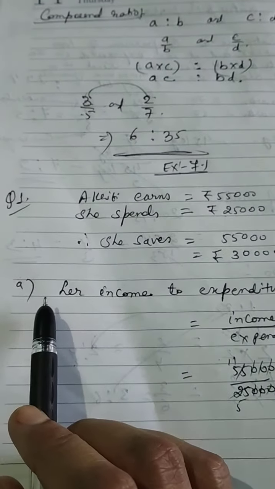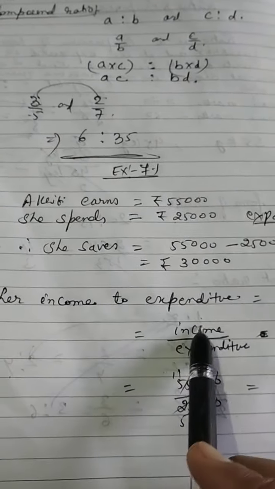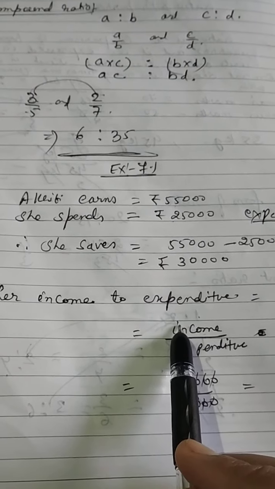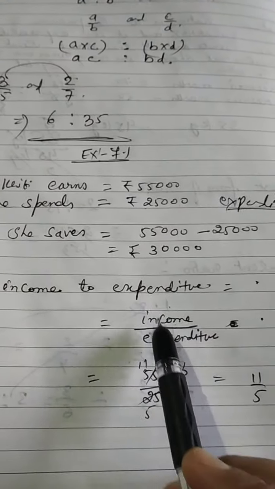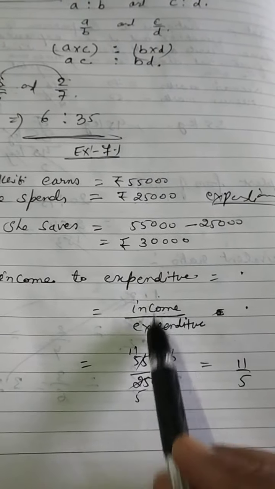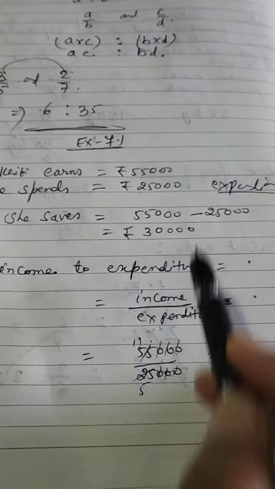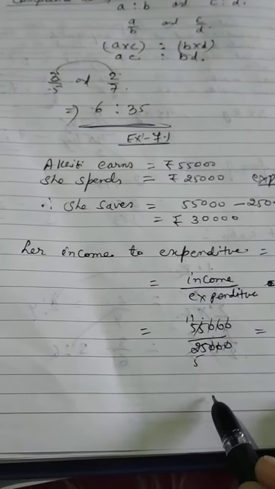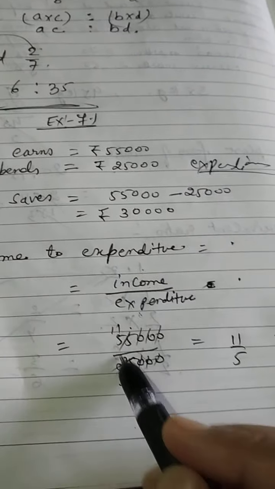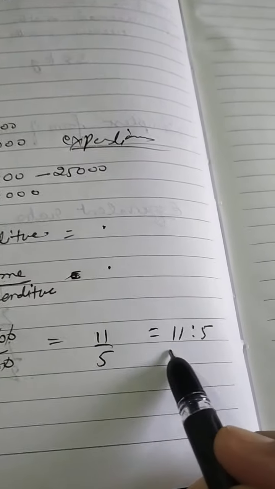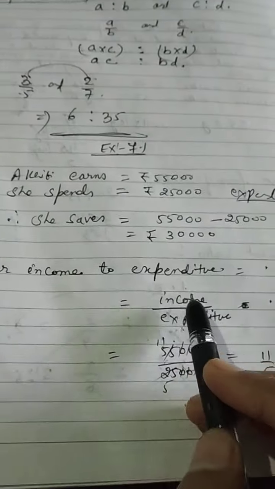Now you have to find the ratio of her income to expenditure. The first part goes in the antecedent and the second part goes in the consequent. Income to expenditure, so we write income to expenditure. Income is 55,000, and expenditure is 25,000. Now you can cancel by the table of 5. 5 elevens are 55, 5 fives are 25, so 11 by 5, or you can write 11:5 as the ratio of income to expenditure.